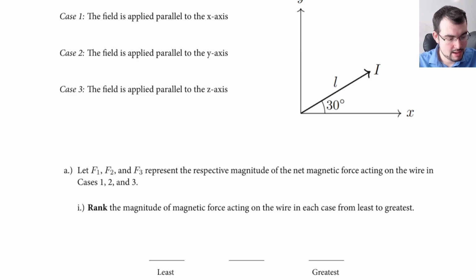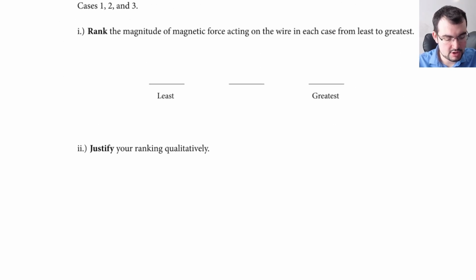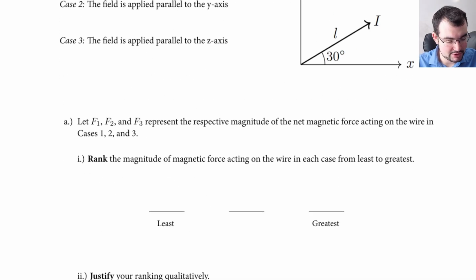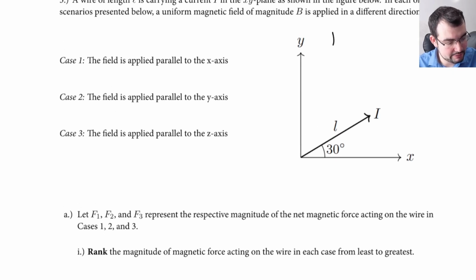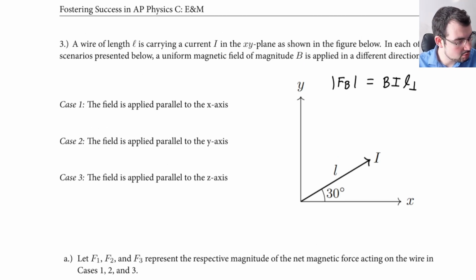All right, so it's usually better to at least start with the justification, because we know that the magnitude of the force experienced is going to be B, which is the same for everybody in each case, because we're using the same B field magnitude, we're just changing its direction. I, which is the same in each case, and then times L perpendicular. So that must be where the change is. So we're really just looking at L perpendicular.